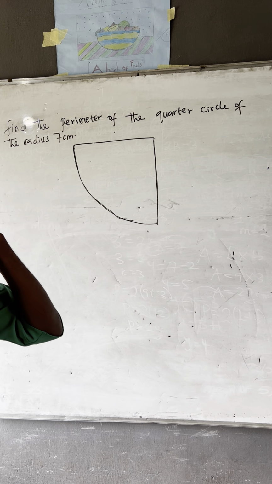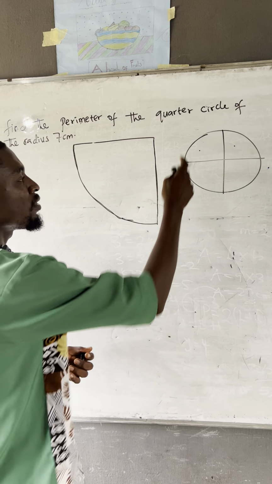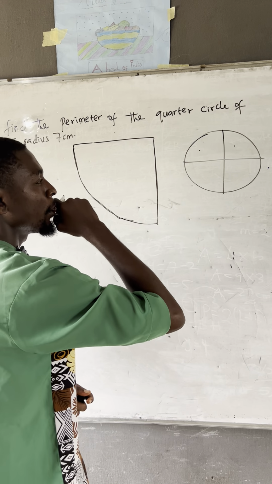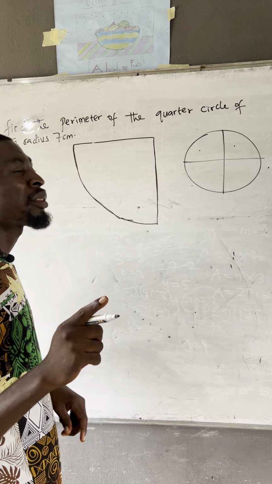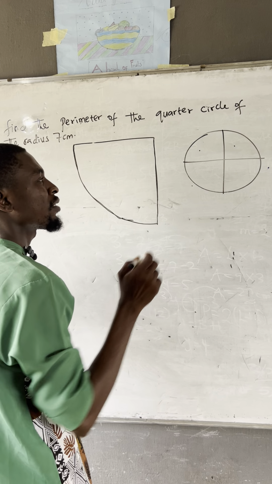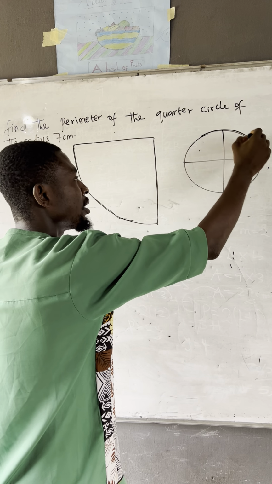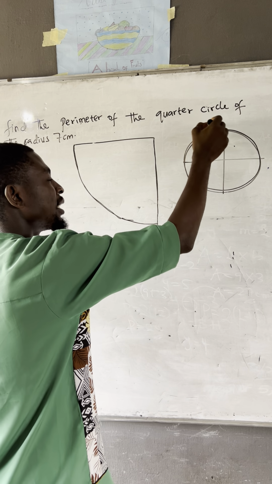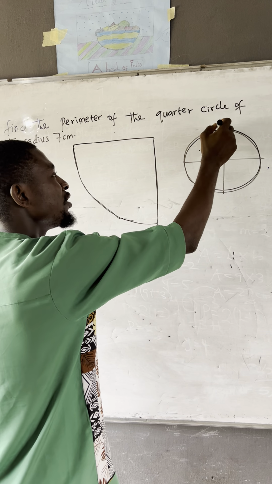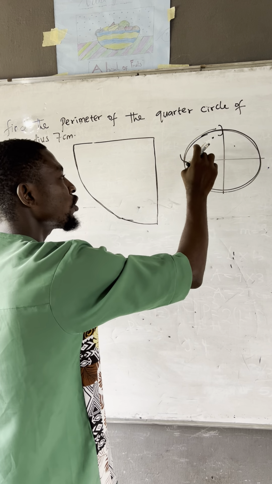Let's look at this. This is a circle. Let's divide it into 4. Each of these is a quarter. They are called quadrants. So each of these is a quarter of this circle. Then remember that when you're talking about perimeter or circumference of a circle, you are talking about the distance around the whole shape. Now the quarter of this circle is just from here to here, not adding this.